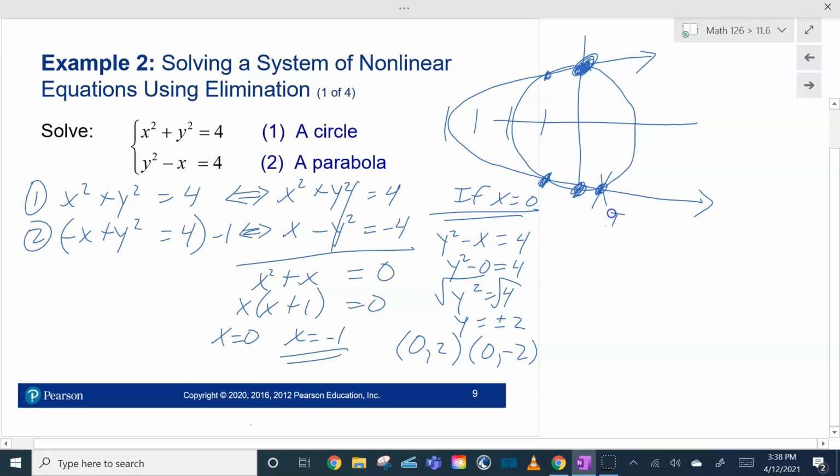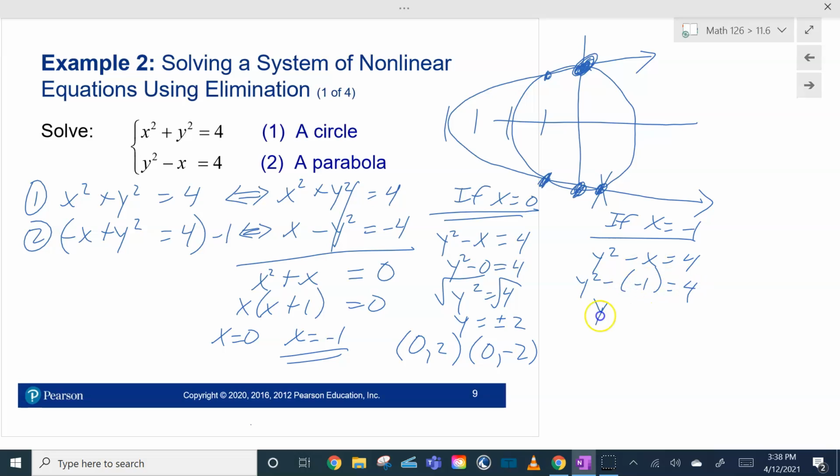Now what if x is negative 1? Now I can go to y squared minus x equals 4. Y squared minus a negative 1 equals 4. So we've got y squared plus 1 equals 4. In other words, y squared equals 3. So y is plus or minus root 3. So if x is negative 1, I have root 3. If x is negative 1, I have negative root 3.